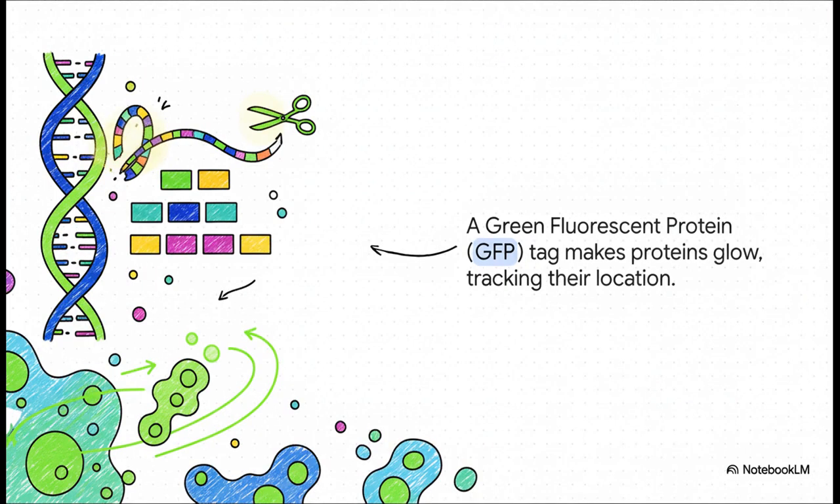And this is another brilliant use. We can take a protein from a jellyfish called green fluorescent protein, or GFP, which glows bright green under UV light. We can then attach this GFP tag to any protein we're studying. This lets us see exactly where our protein goes inside a living cell, just by looking for the green glow. It's like putting a little GPS tracker on it.